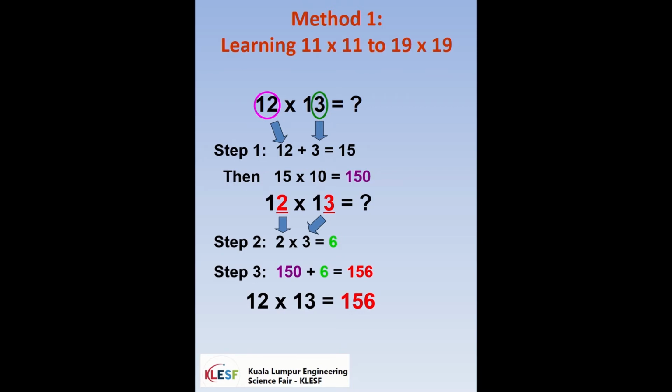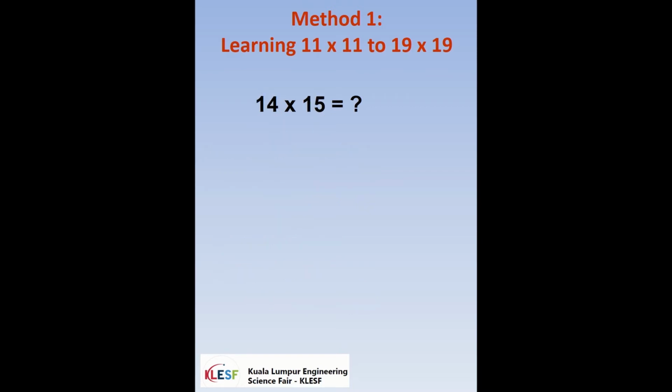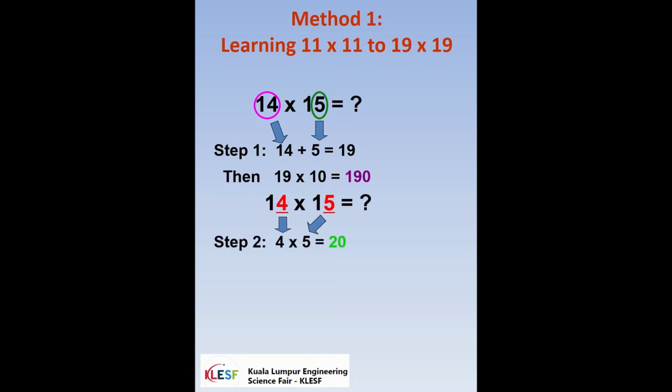Is this method easy to use? Let's look at the third example. 14 times 15. First take the 14 plus 5, which is equal to 19. Then 19 multiplied by 10 is equal to 190. Then we take the last digits, 4 times 5, which is equal to 20. We sum 190 plus 20, which gives us 210. So 14 times 15 will equal 210.